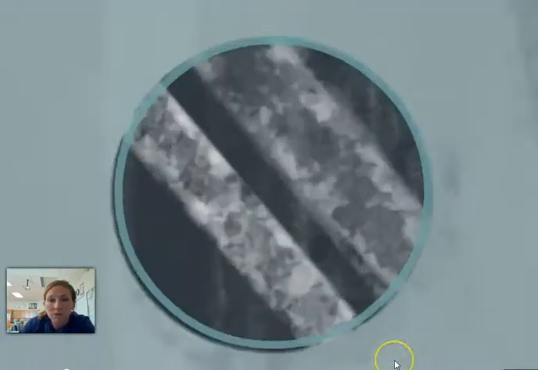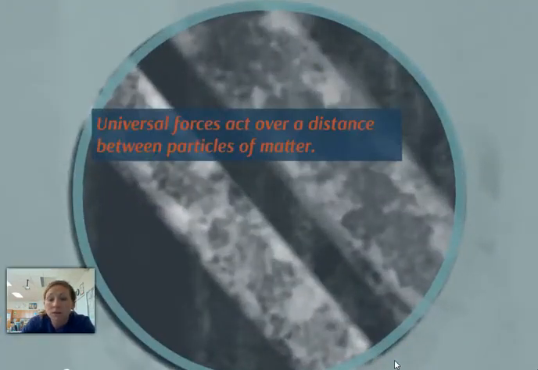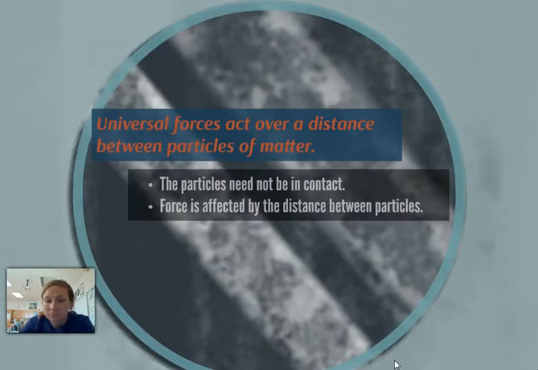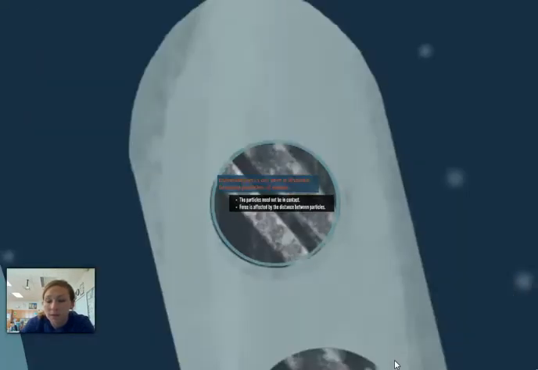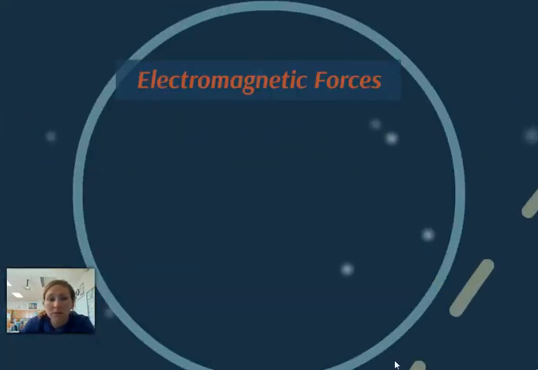So all of these forces act over a distance between particles of matter. They don't need to be in contact with each other, and the force is affected by the distance between those particles and basically is a measure of their strength. Now we're going to talk about each one of them individually, starting off with electromagnetic forces.